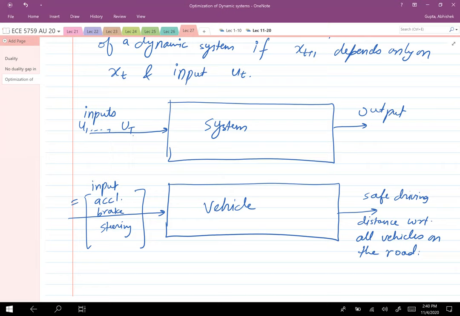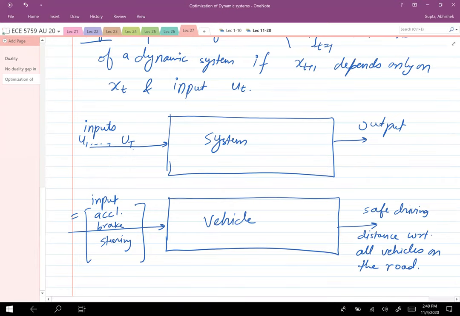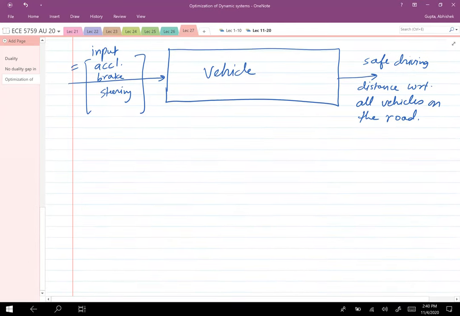What would you define as the state of the system? What would the x_t vector be formed of? I know from my experience that the vector x_t is actually pretty long, but I want you to try and identify what the state of such a system would be.